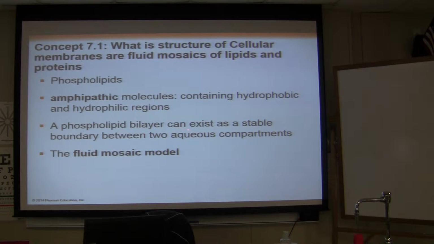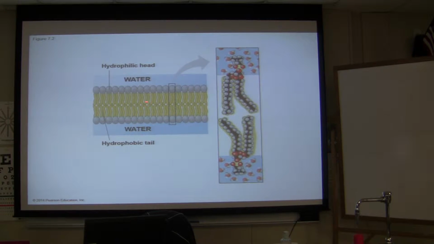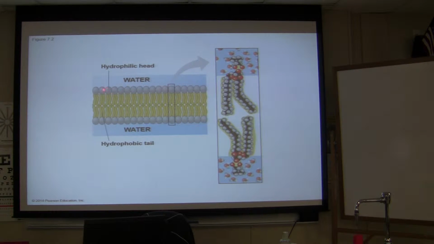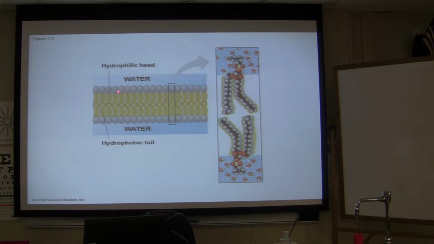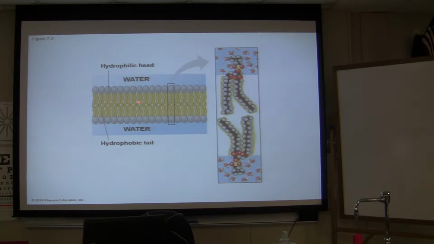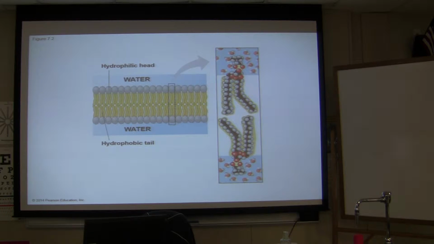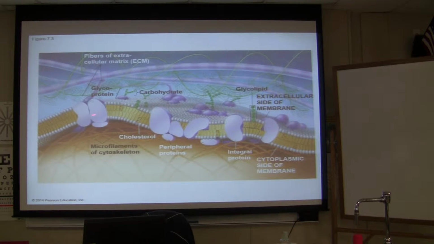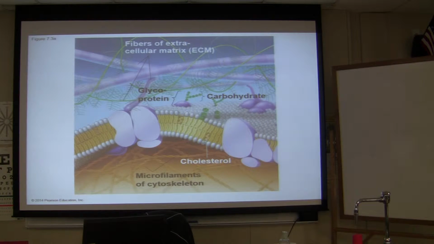A phospholipid barrier can exist as a stable boundary between two aqueous compartments, and a fluid mosaic model, which I will talk about in a minute. You have this right here, the phospholipid heads with glycerol, and the fatty acid tails. We already talked about it. Here are the protein molecules embedded. Here is the cytoskeleton. Here is the extracellular matrix. You all know this. You already know everything about it.